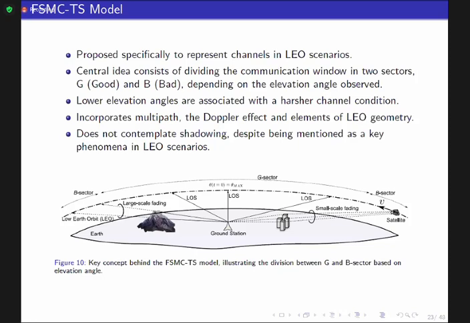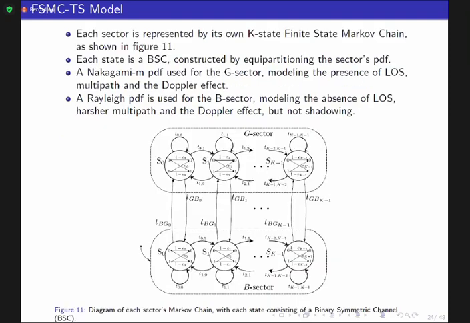So this model includes multipath, the Doppler effect, and elements of the LEO geometry, right? We just talked about shadowing, right? But it's not present in the mathematical modeling of the channel, despite being one of the key phenomena in LEO satellite communications, right? So this is kind of the only glaring thing that's missing from this model, and this we'll be trying to address.